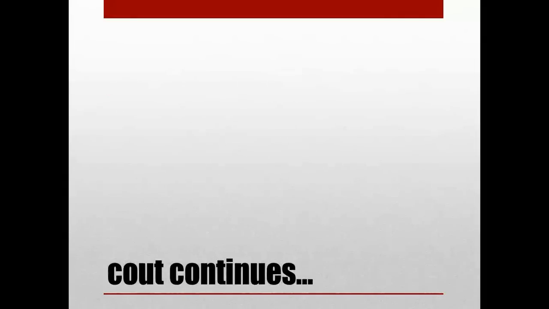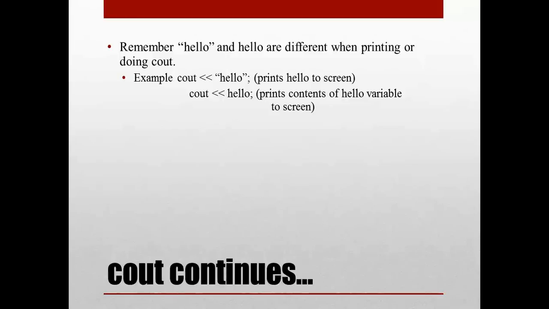But it is very important to know that anything written inside double quotes and not in double quotes have completely different meanings in C++. For example, if we say cout << "hello" with double quotes, then it's going to print hello on the screen. But if you say cout << hello without double quotes, then it's going to print whatever is inside the variable named hello onto the screen. And if there is no variable named hello already defined in the program, then it's going to give you an error when you try to compile it.